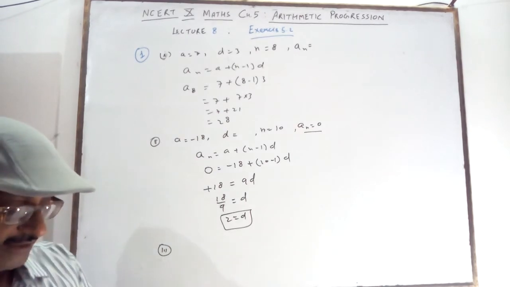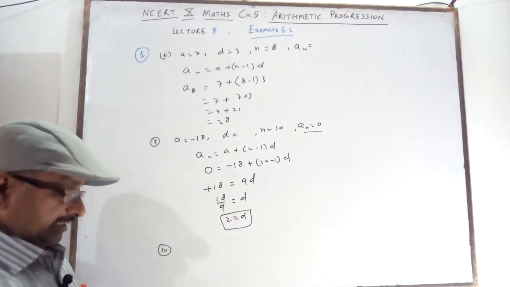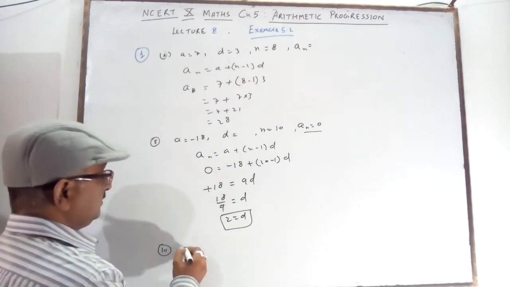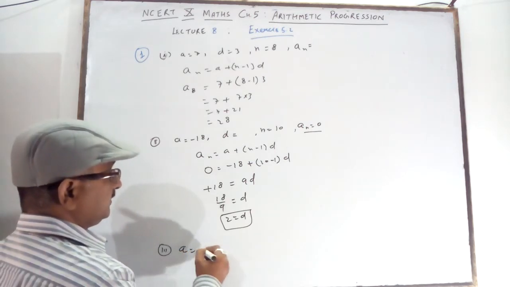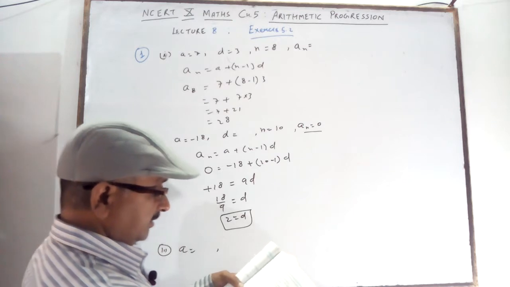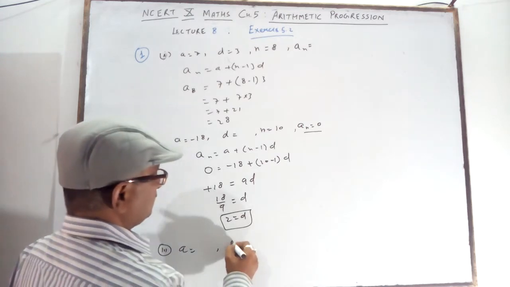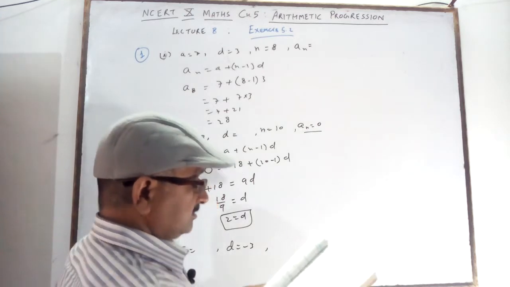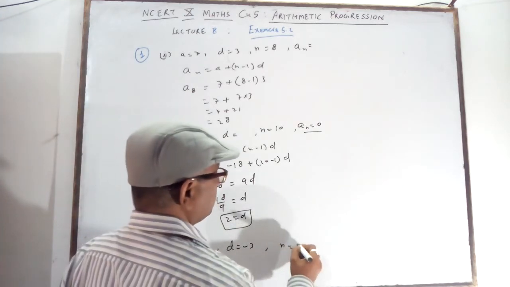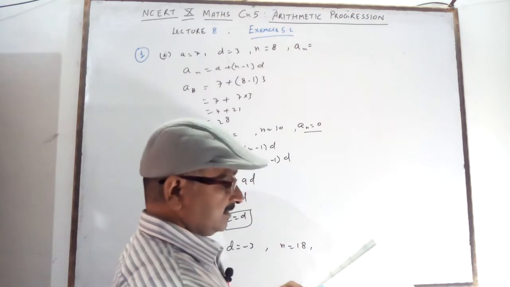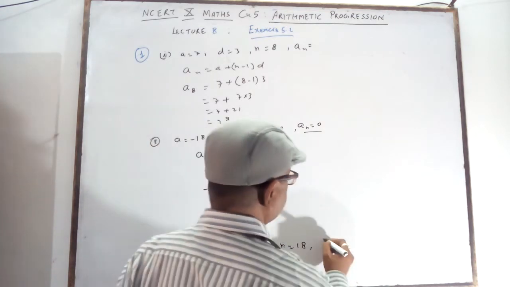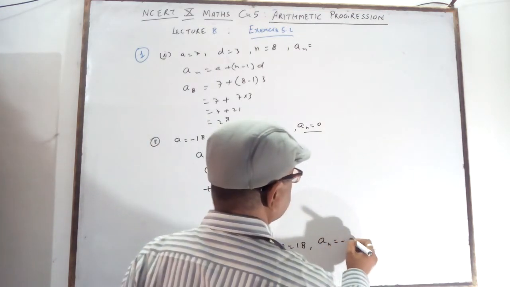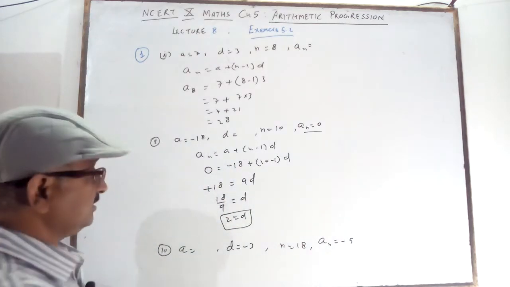The third part is given here. A is not given. D is equal to minus 3. N is given 18. N is 18 means An is given minus 5. An means A18 is given.